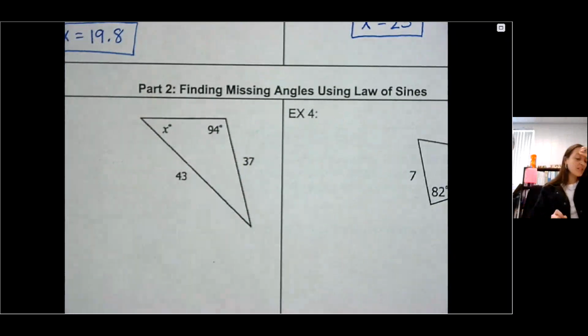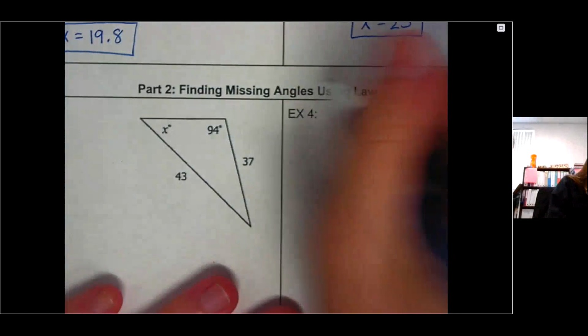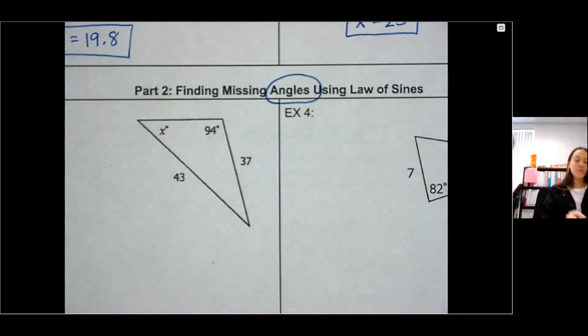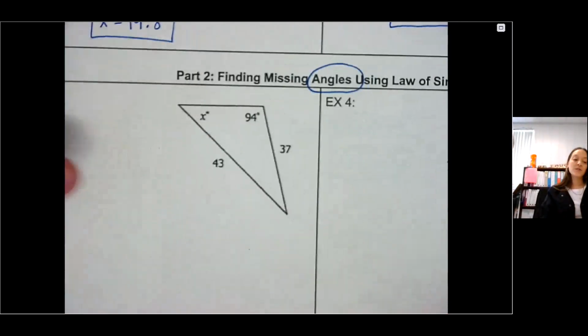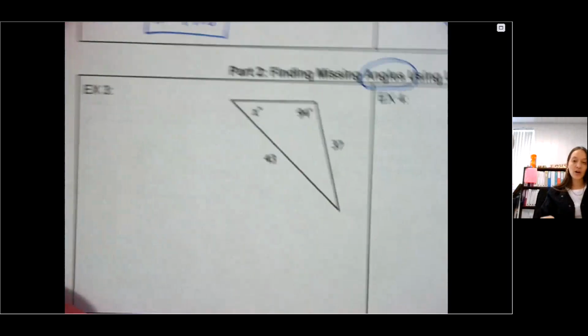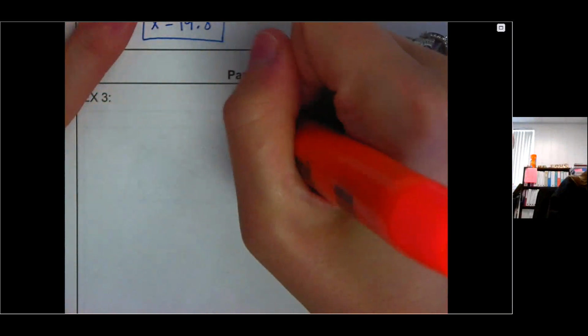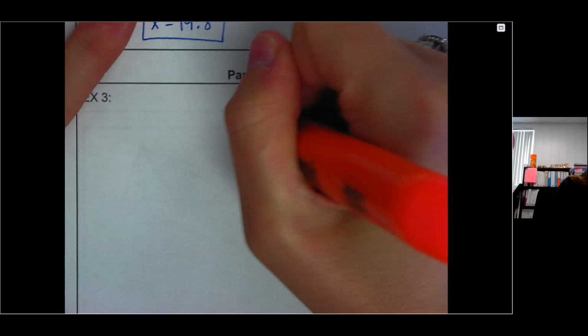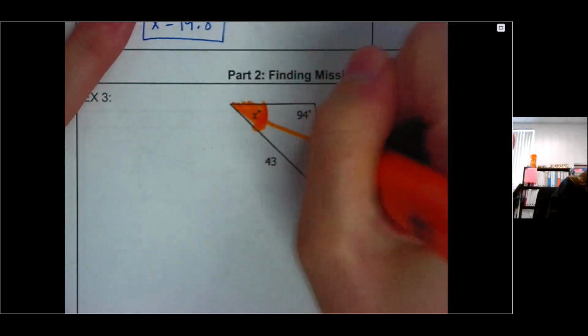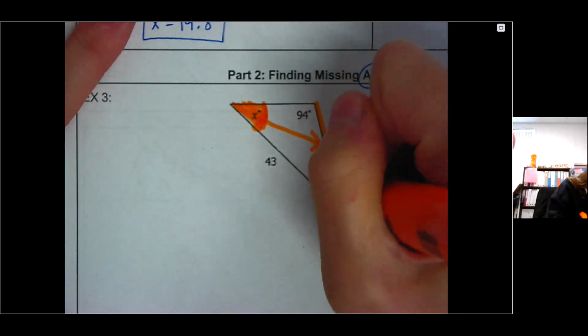Okay, part 2. We're still going to continue using law of sines, but this time we're going to find missing angles using the law of sines. So our setup is still going to remain the same. I'm still going to start by identifying, okay, what is it that I'm looking for? So I'm looking for angle x right here. Now, the side length that is opposite angle x is this side over here, 37.